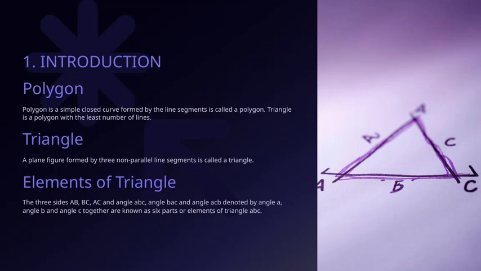Let's start by understanding what a polygon is. A polygon is essentially a simple closed curve, which means it's made up of straight line segments connected end to end, forming a shape with no gaps or overlaps. Among all polygons, the triangle is the simplest one because it has the least number of sides, just 3.